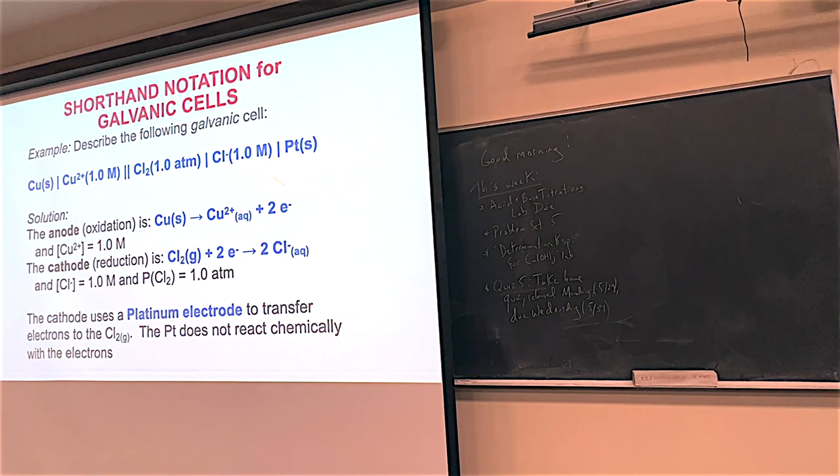So this extra piece on the end here just says that they've got a platinum wire that they're sticking into the chlorine gas at 1 atmosphere pressure, so the chlorine gas can become chloride ions. So this would be the site then of the reduction. Electrons are being taken in by the chlorine. This is the site of the oxidation. Any questions on that?